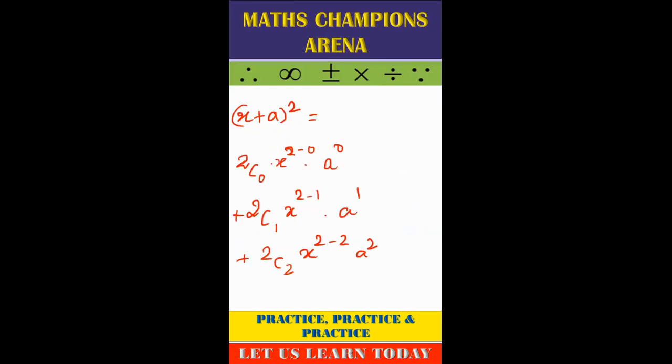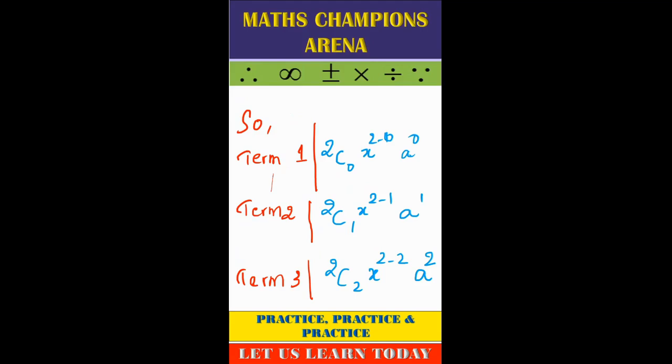Okay. Now, what is the next one? I write it in a more elaborate way. x plus a whole square is equal to the first term. What do I write? 2c0 x power 2 minus 0 into a power 0. That means I try to write each term in terms of x and a. Second term is 2c1 x power 2 minus 1 into a power 1. You should understand in powers and exponents, a power 0 is how much? 1. And 2c2 x power 2 minus 2 a square. In the last term, you get x power 0. In the first term, you get a power 0.